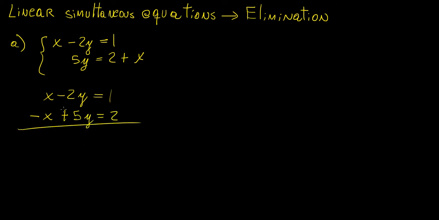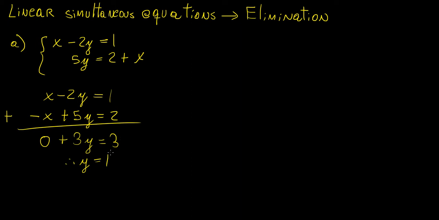So now the method is, how can we add or subtract these two equations such that one of them actually cancels out? The simplest thing that we can do here is add these two equations, because that's going to get rid of the x straight away. This is going to be 0. Now 5y plus minus 2y, that's 3y. And then we have 1 plus 2, that's 3. So therefore y is going to be equal to 1.